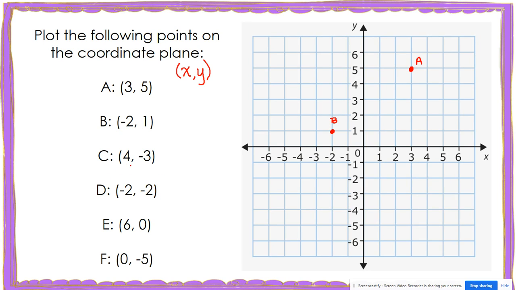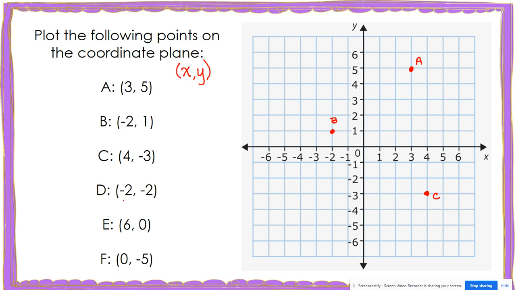Point C has an x value of positive 4 and a y value of negative 3. So from the origin, I would move right 4 units to find positive 4 on my x-axis. Then I would move down 3 units to get to negative 3 on my y-axis.